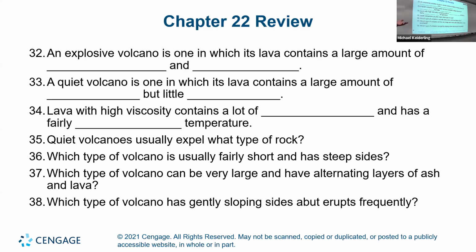The type of volcano that's usually fairly short and has steep sides is a cinder cone. The type of volcano that can be very large and have alternating layers of ash and lava is a composite volcano or a stratovolcano. They're just two names for the same thing. The type of volcano that has gently sloping sides but erupts frequently is a shield volcano.